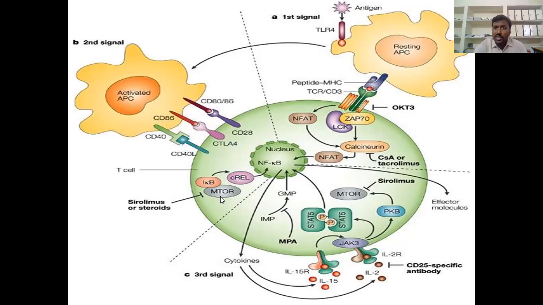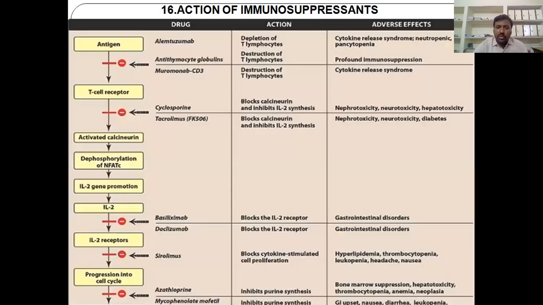Already we discussed the flow chart. This is an antigen presenting cell. This is the first signal, this is the second signal, and we already discussed this in the first or second video. Just go through it. Suppose the antigen binds to the T cell receptor, then calcineurin is activated. Then dephosphorylation of nuclear factor of activated T cells and interleukin gene promotion. Then interleukin 2 production, interleukin binds to the interleukin receptor, and progression of the cell cycle.